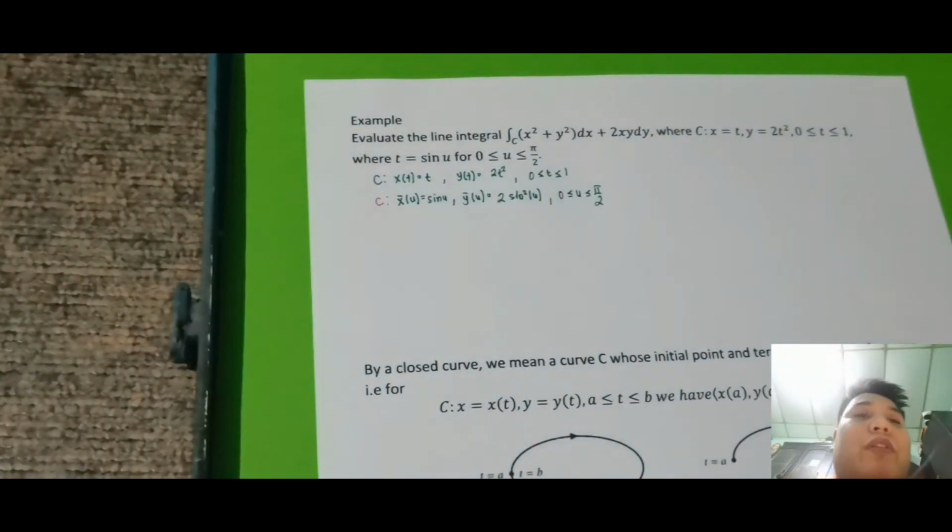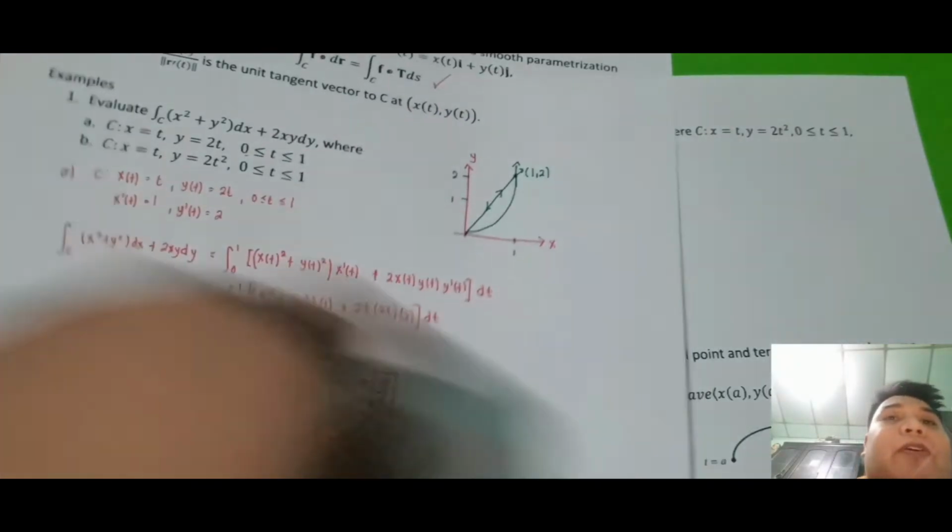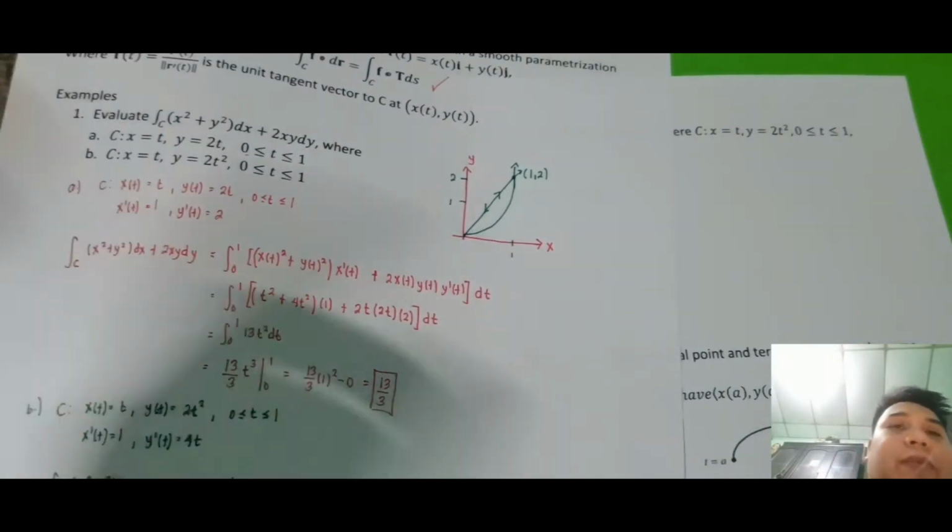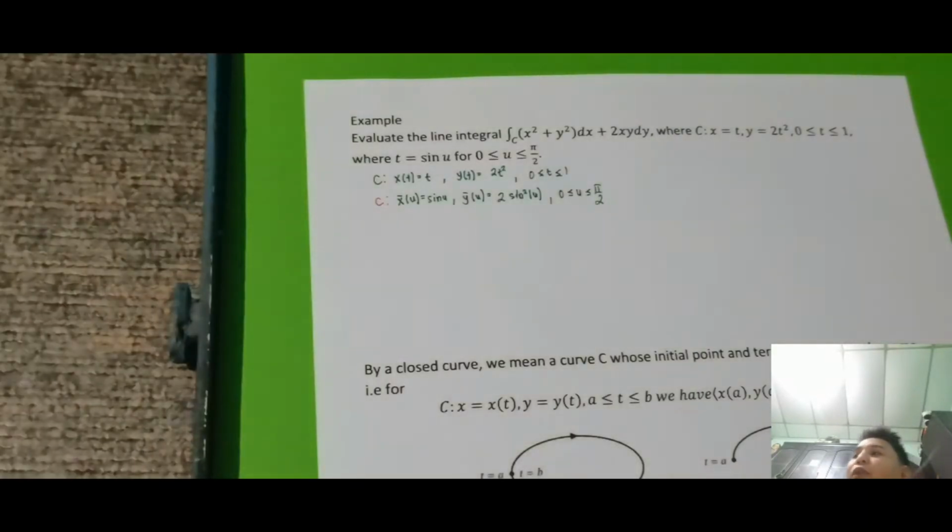Okay, so gawin natin, kunin pa rin natin yung kanyang line integral. So same approach gaya nung una nating ginawa. So gamitin natin yung idea. So kung paano natin gawin yan, substitute lang natin yung x bar of u sa mga yan.